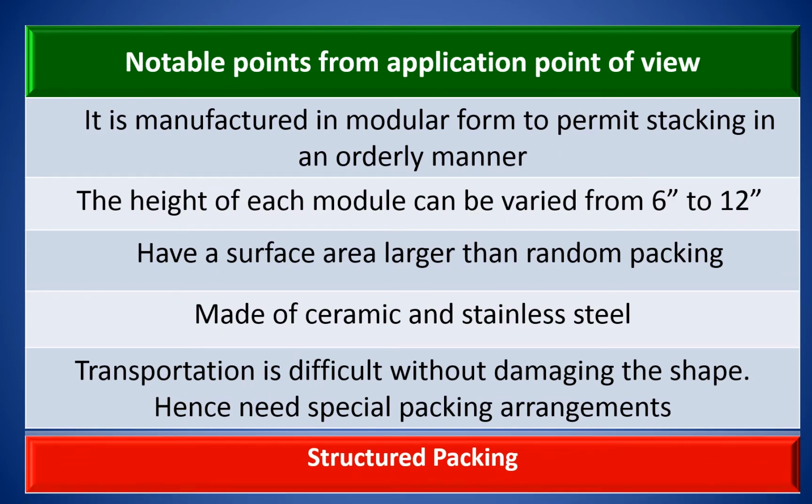Notable points of structured packing from application point of view. It is manufactured in modular form to permit stacking in an orderly manner in the column. The height of each module can be varied from 6 inches to 12 inches. It has a surface area larger than random packing, made of ceramic and stainless steel. Transportation is difficult without damaging the shape, hence it needs special packing arrangement.